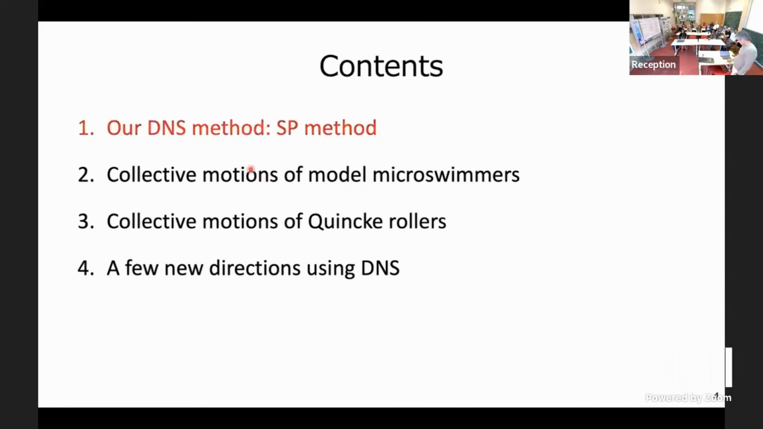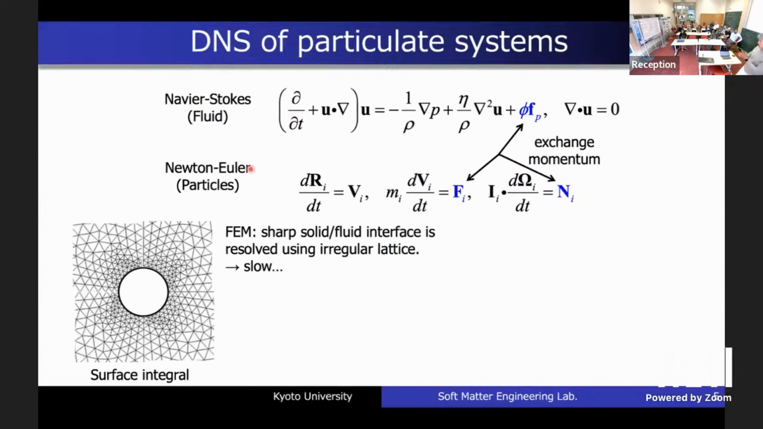Okay, let me start with the method. In order to simulate particles in fluid, the straightforward method is to solve fluid motion using the Navier-Stokes equation, and particle motion using the Newton-Euler equations, so the translational and rotational motion. Of course, these equations cannot be separate from each other, so they have to be coupled. In that sense, the collective momentum exchange has to be taken into account.